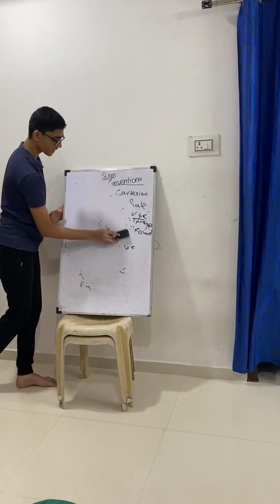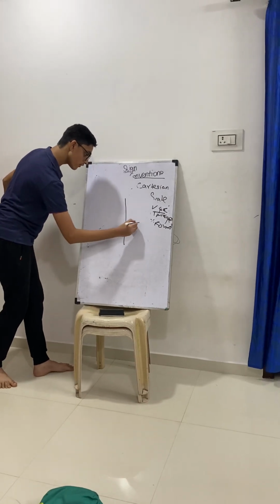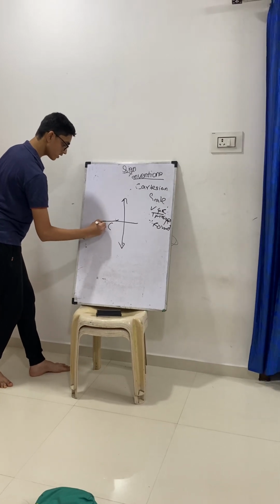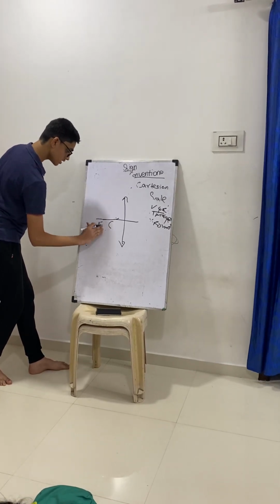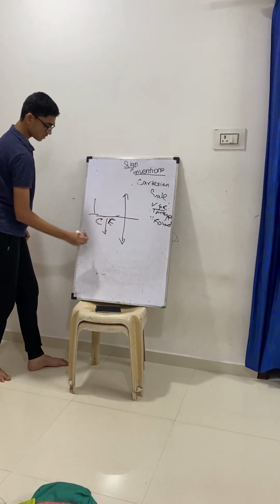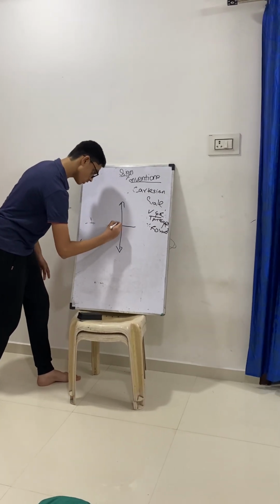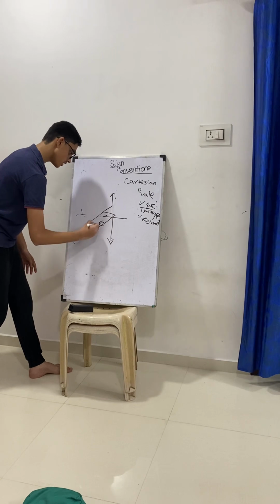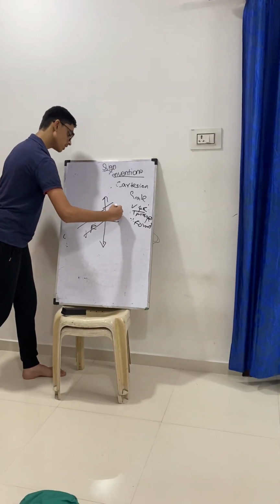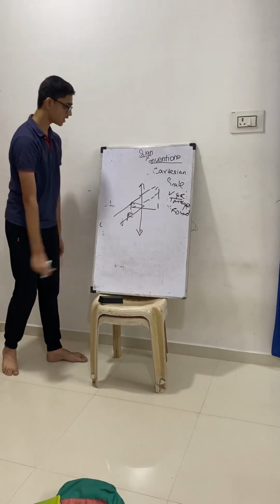Yes, ma'am. Actually, in case of an object beyond C, the image would be between C and F. Yes, but what I have drawn is at F. The object is itself at F only. So that's why the image formed is behind the mirror.